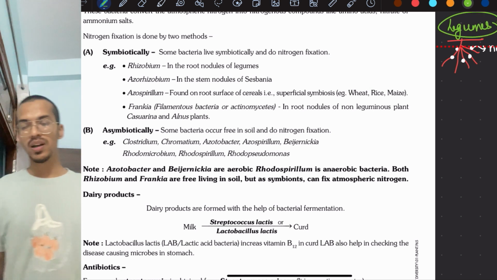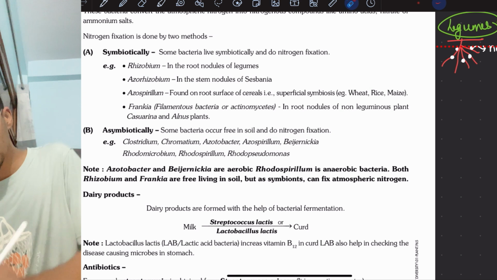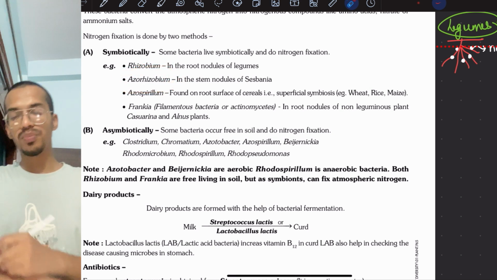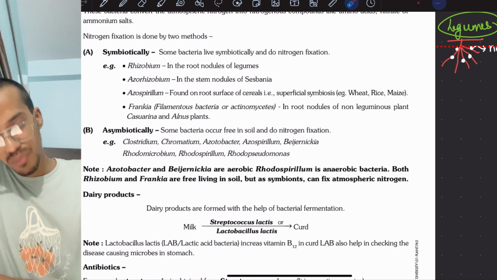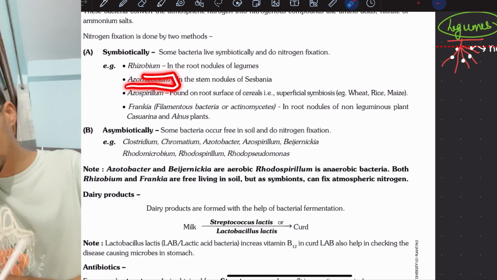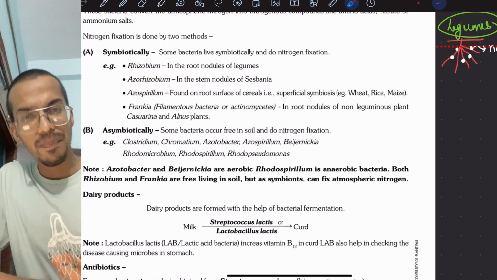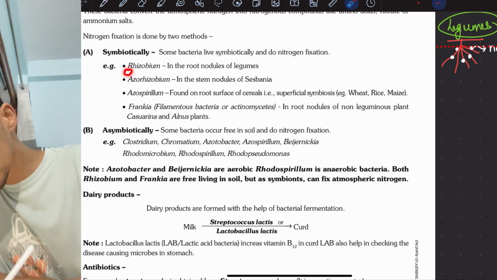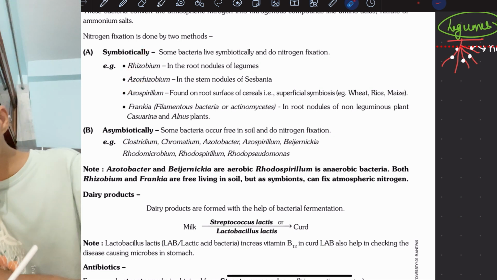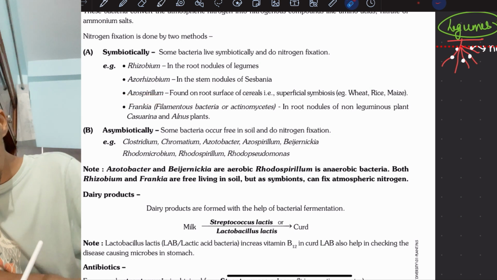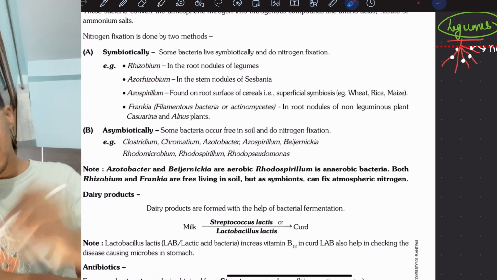It is seen. Then the next example that is given to you is Rhizobium, which is present in the stem nodule of the Sesbania plant. So in the stem also it is present. So this is also Rhizobium. The other one, simple Rhizobium, is for the root. So R is for the root. Azo means upper than the roots. Remember. Then Azospirillum, they are on the root surface of the cereal plants. So this is also important.